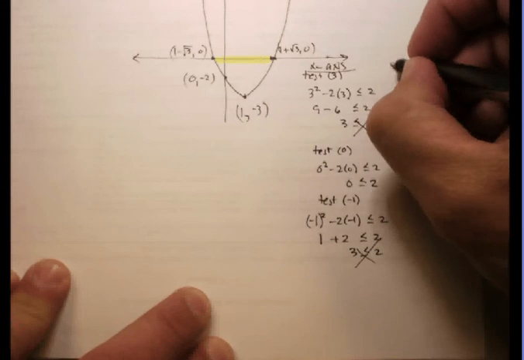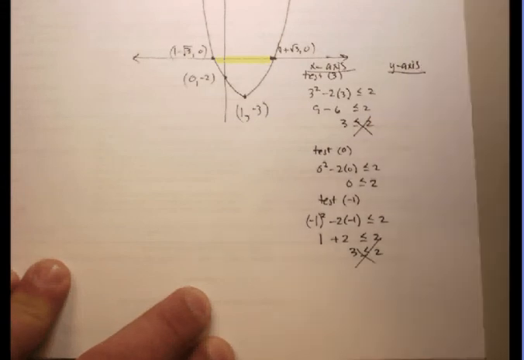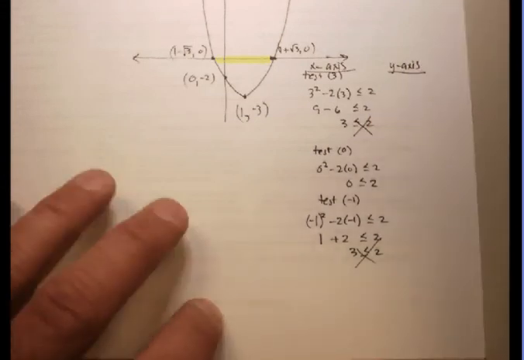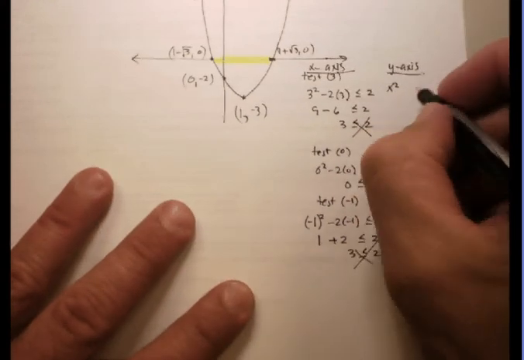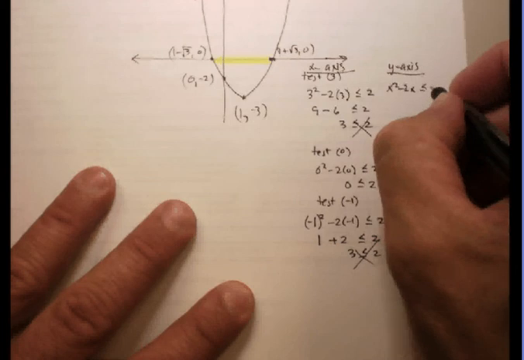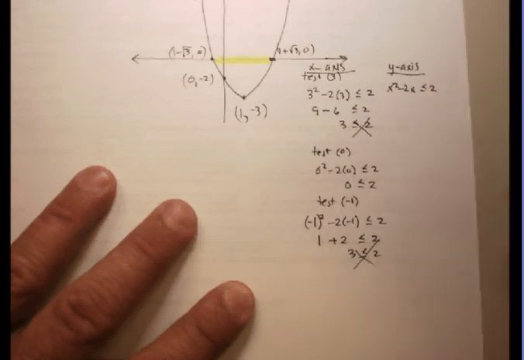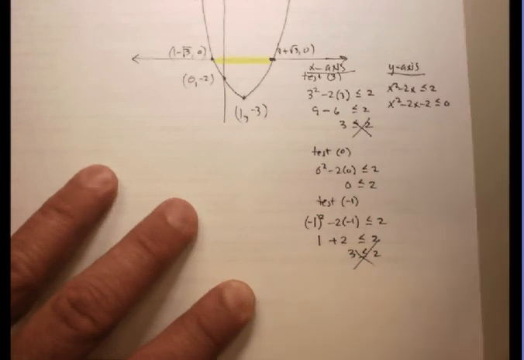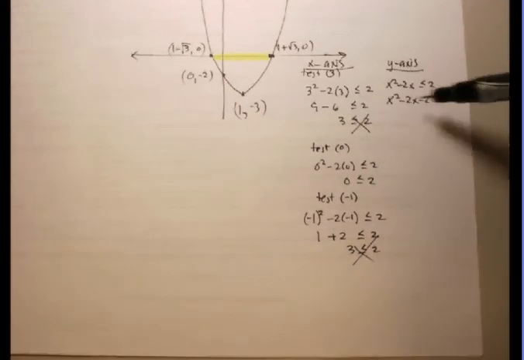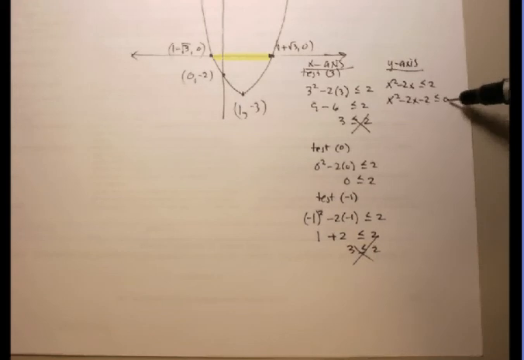Now let's find it along the y-axis, okay? And that part's actually fairly easy. If you go back to your original equation, x squared minus 2x is less than or equal to 2, and move the 2 over, I'll get x squared minus 2x minus 2 is less than or equal to 0. That's telling me that all my y's, because this is just equal to y, need to be less than 0. All my y's have to be less than 0.